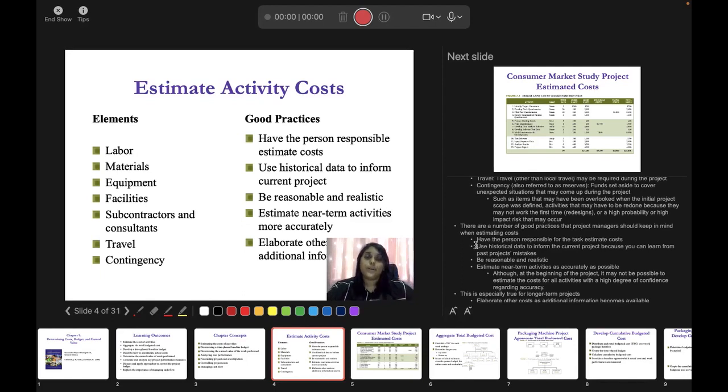Okay, and then you need to estimate near term activities more accurately. You need to figure out which activity falls under this category, which activity falls under the next category, and you need to be accurate, right? You need to figure out how you are going to sort your activities in an accurate way so that the cost is not overwhelming, the cost can be kept in control, and you can achieve your objective sooner, in a less cost, okay, in a reasonable and realistic cost. And then you elaborate other costs as additional information becomes available, right?